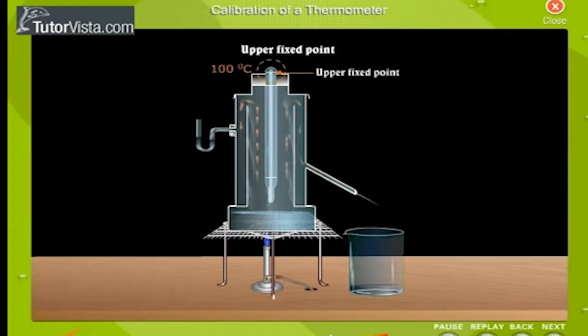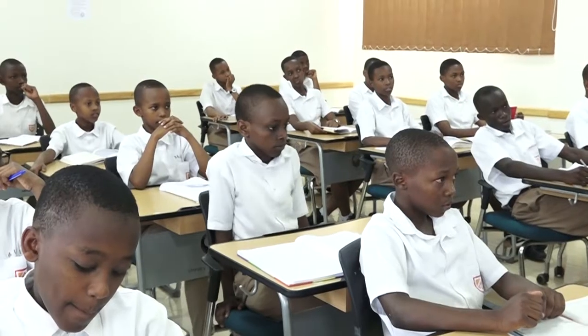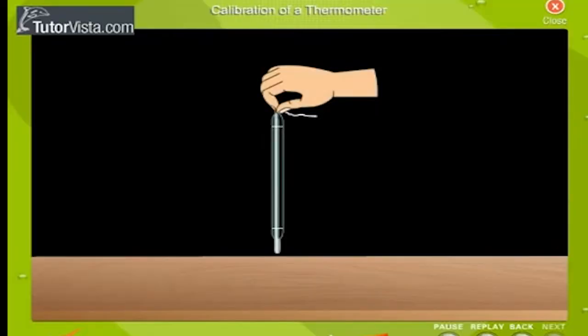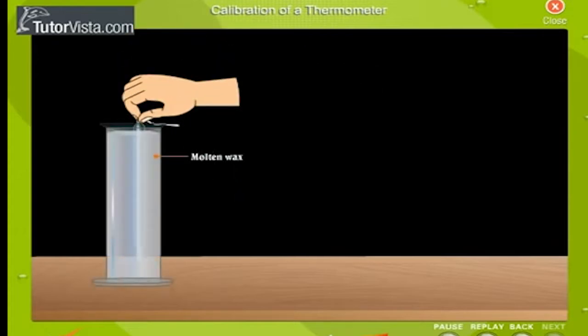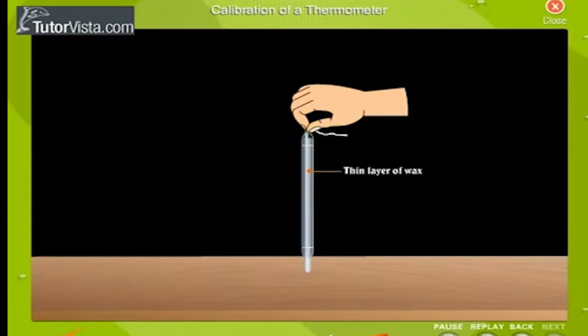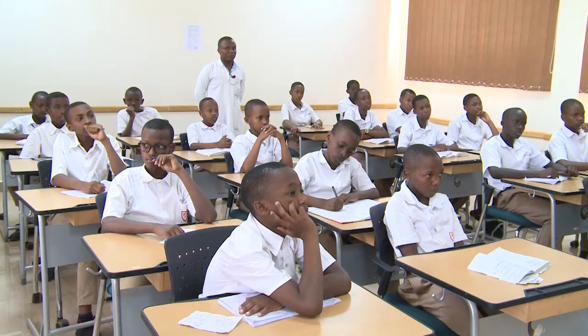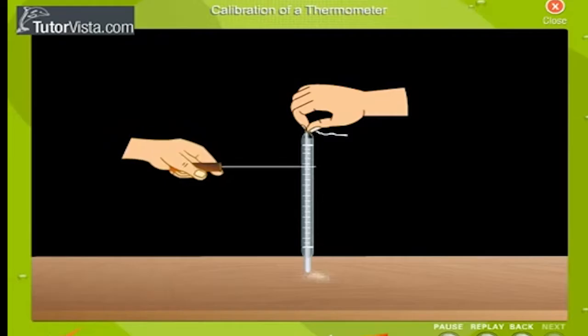Care is taken to see that the pressure of steam inside the hypsometer is the same as the normal atmospheric pressure. After marking the two fixed or standard points, the thermometer is dipped in molten wax and then taken out. A thin layer of wax gets deposited on it. With the help of a sharp needle, the wax deposited on the fixed points is removed. The space between the fixed points is divided into 100 equal divisions. The wax from these points is removed.